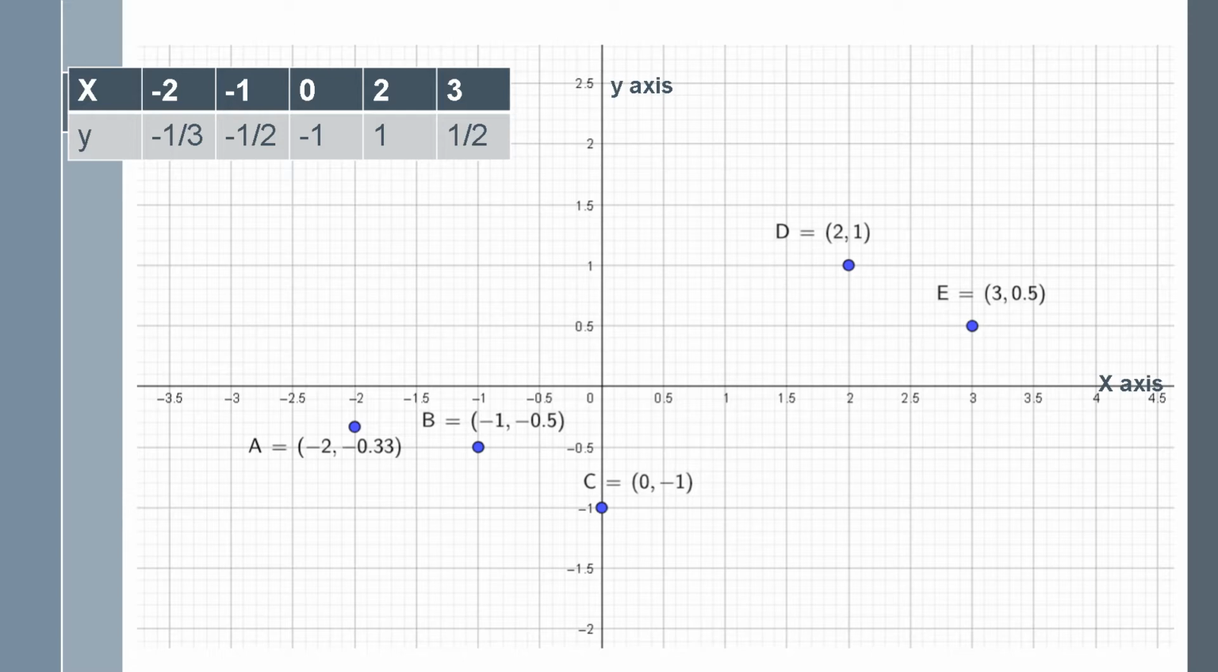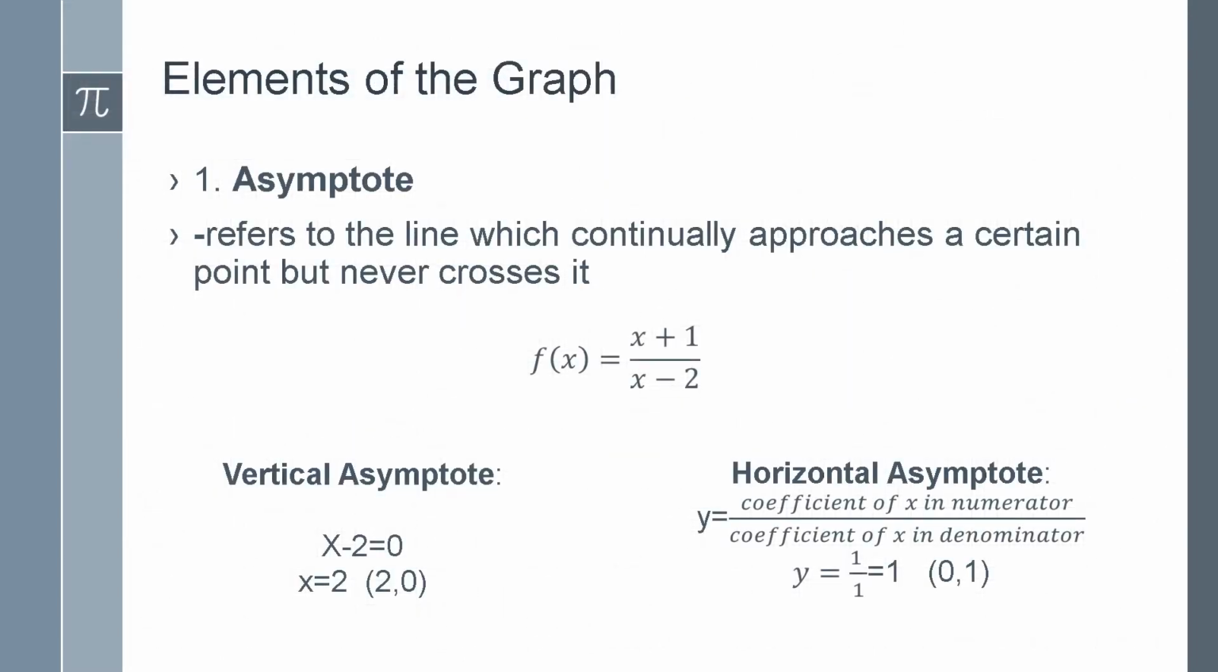For example, yung negative 2 and negative 1/3, ilocate muna natin yung negative 2. And then, we will go down to locate the negative 1/3 value naman sa y. Just remember, x value muna before y value. In order to represent the function in the form of graph completely, we need to know about the elements of the graph. The first one is the asymptote.